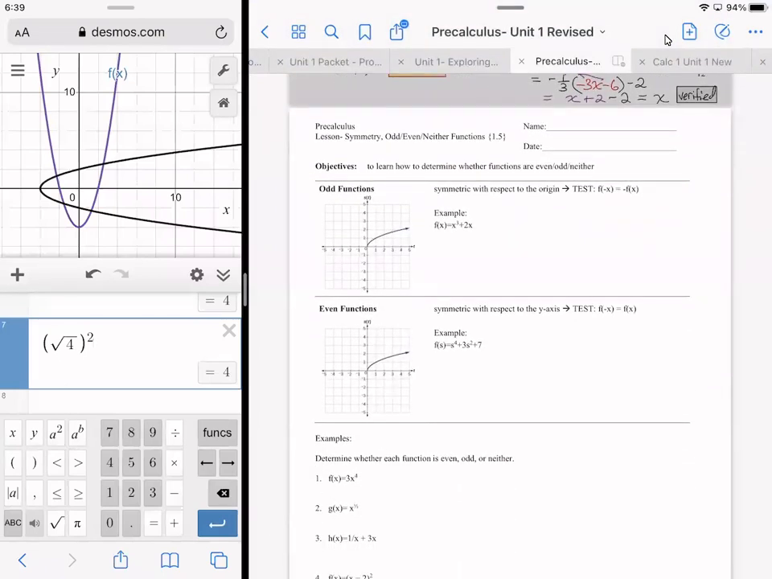All right, so odd functions are symmetric with respect to the origin, and then I give you a test. Test f of negative x and see if that's equal to negative f of x. That's kind of a strange thing to say, but it's really pretty user friendly. So let me show you.